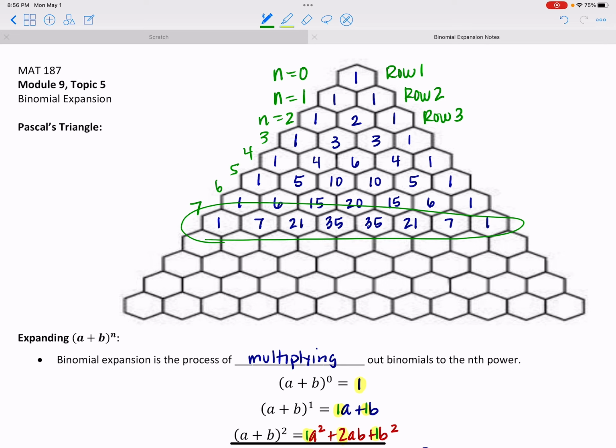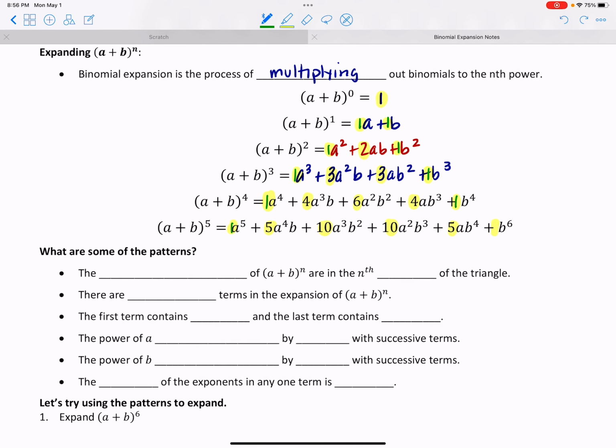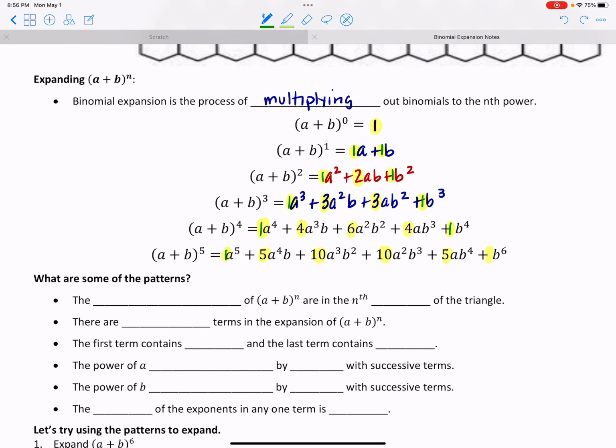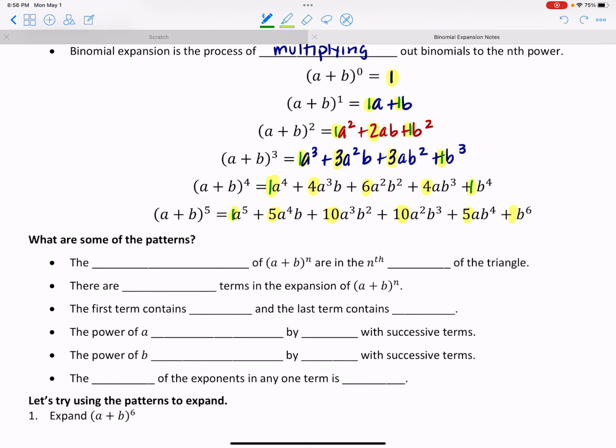Okay, so that's helpful. This triangle is giving me the coefficients of my expanded binomial. So my a plus b, or whatever my binomial is, to the nth power. Now, if there are other patterns existing, then this could make quick work of expanding a binomial, or a product of binomials. And so let's talk about some of the other patterns. The one I just mentioned, it's a big one. The coefficients of a plus b to the nth power are in the nth rows of the triangle.